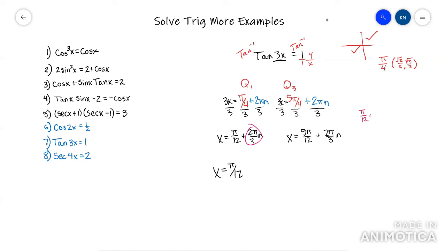Pi over 12 plus 2 pi over 3 is the same thing as 8 pi over 12. So this is how much I'm actually adding each time. Meaning my next answer would be at 9 pi over 12, which reduces to 3 pi over 4. Okay, and then you would do it again because you still haven't broken that 2 pi barrier yet. So you're adding another 8 pi over 12. So that's going to be 17 pi over 12.